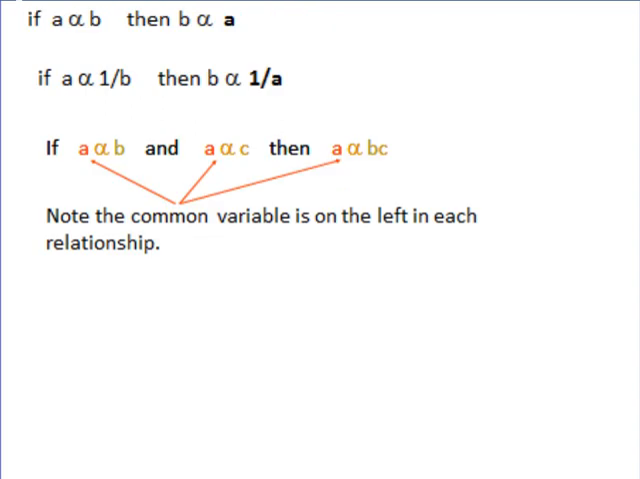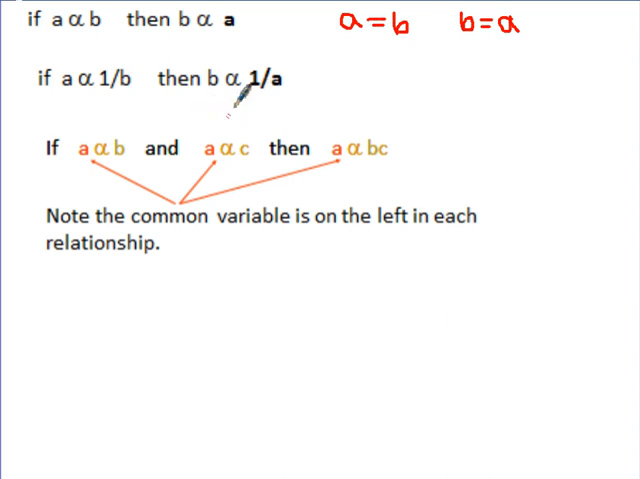New topic. Combining proportions. First off, if A is proportional to B, then it is true that B is proportional to A. That is a reciprocal property. That's also true for equality, that if A is equal to B, then B is equal to A. That's the reciprocal property. Reflexive property. And also it works with inverse proportions. If A is inversely proportional to B, then B is inversely proportional to A.